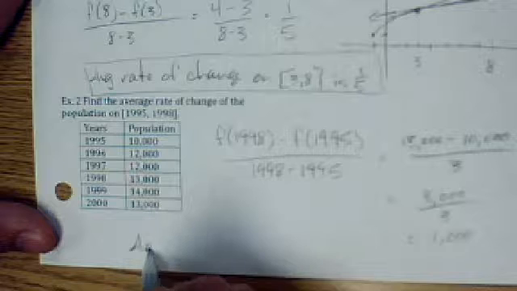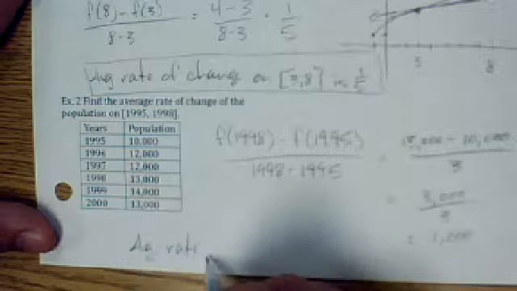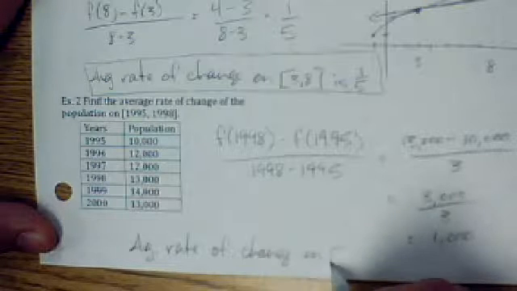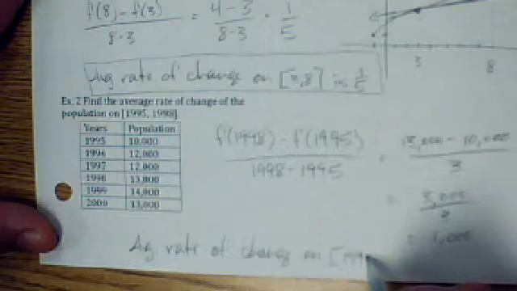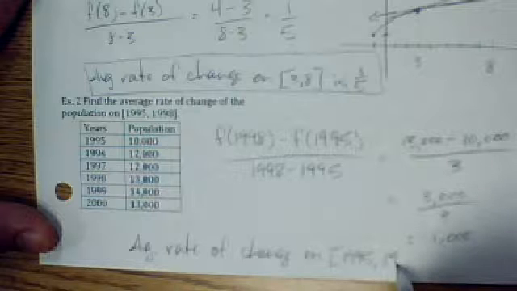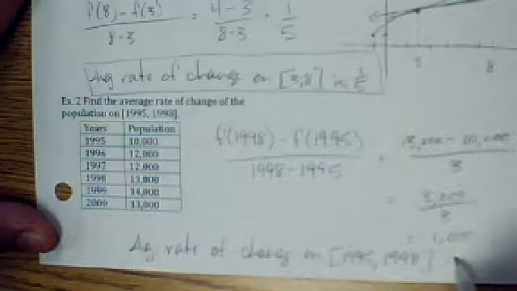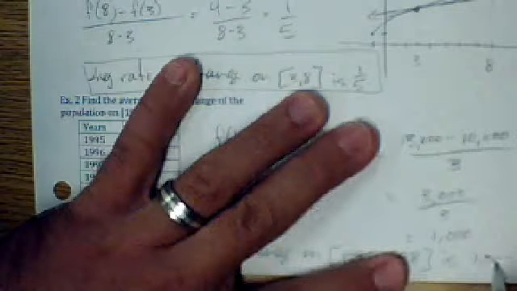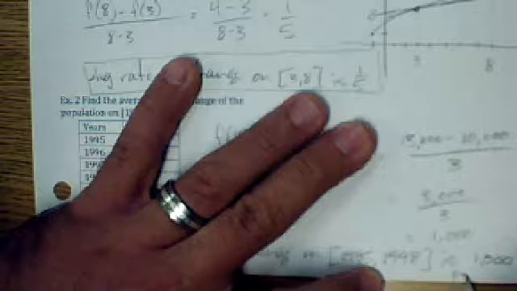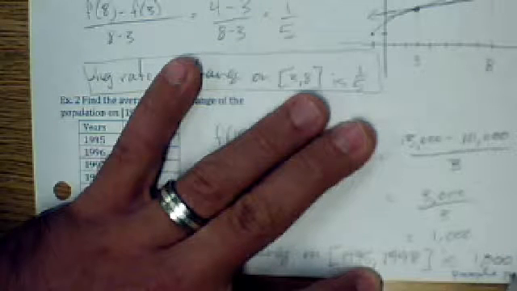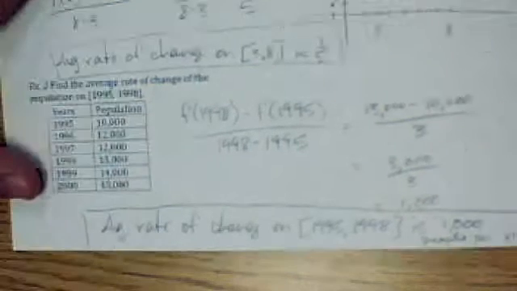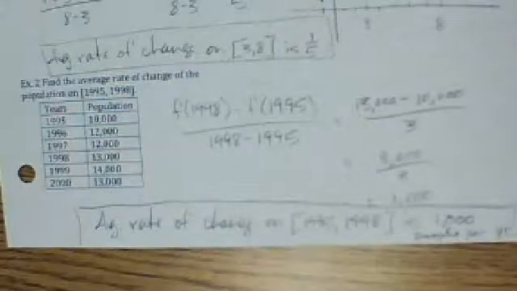So the average rate of change on the interval 1995 to 1998 is 1,000. We'll just say people per year. And that is how you find average rate of change.